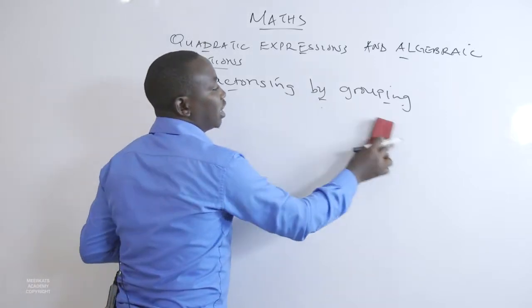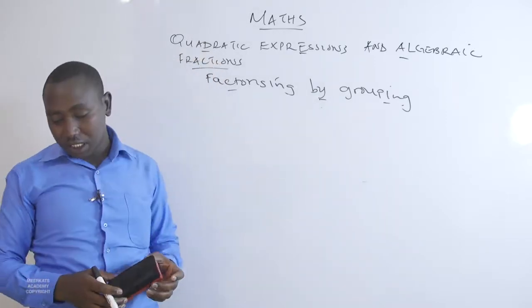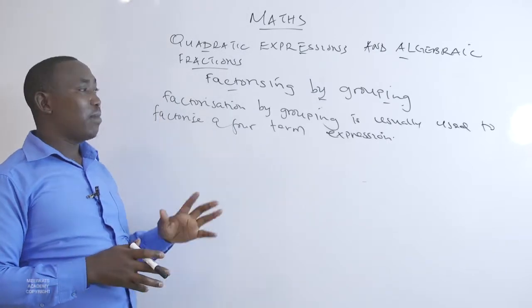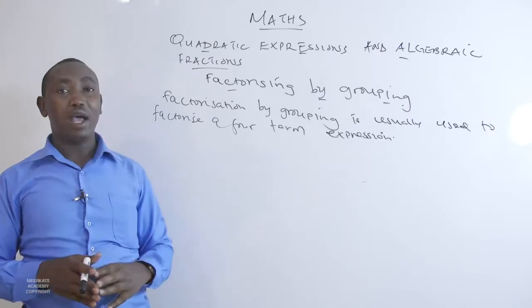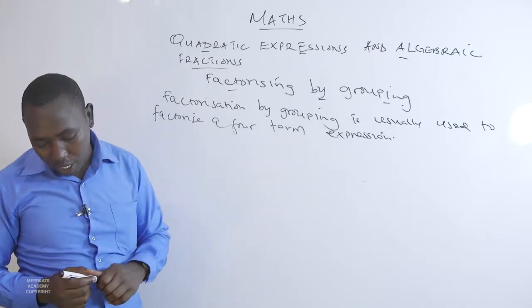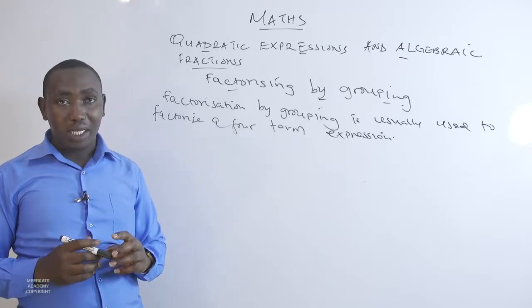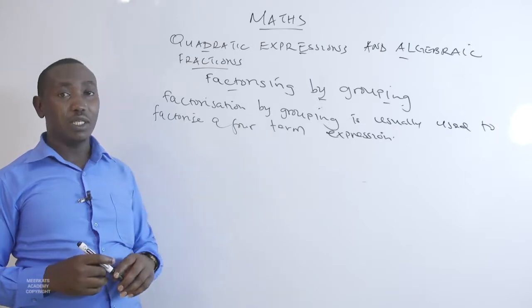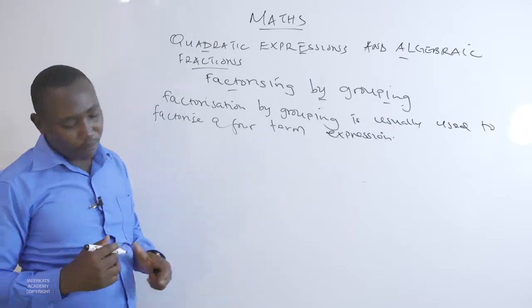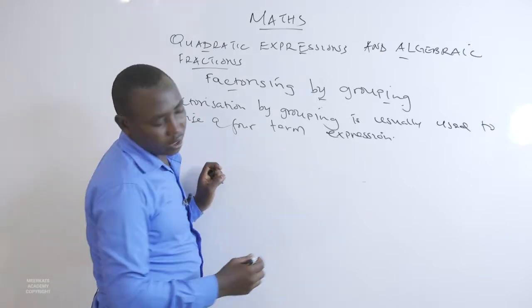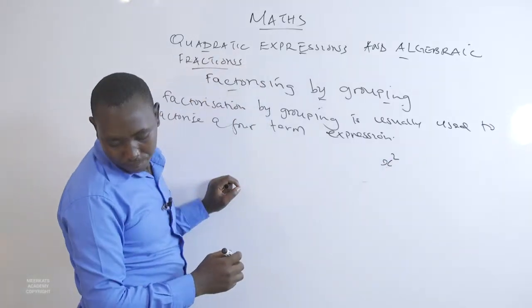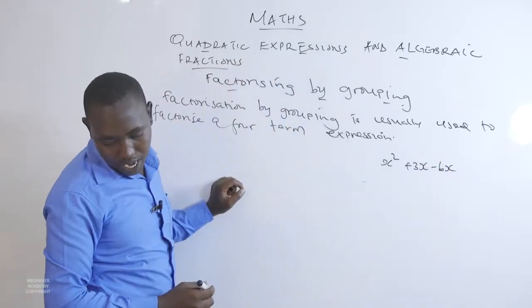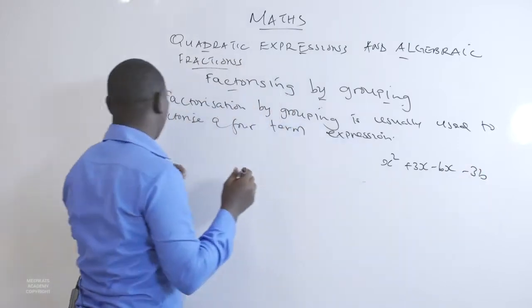Whenever you want to factorize by grouping, there are some steps that you should follow. We're saying that factorization by grouping can be used whenever we have a four-termed expression. Let's look at the step-by-step process you can use to factorize a four-termed expression. Let me use x squared plus 3x subtract bx minus 3b.